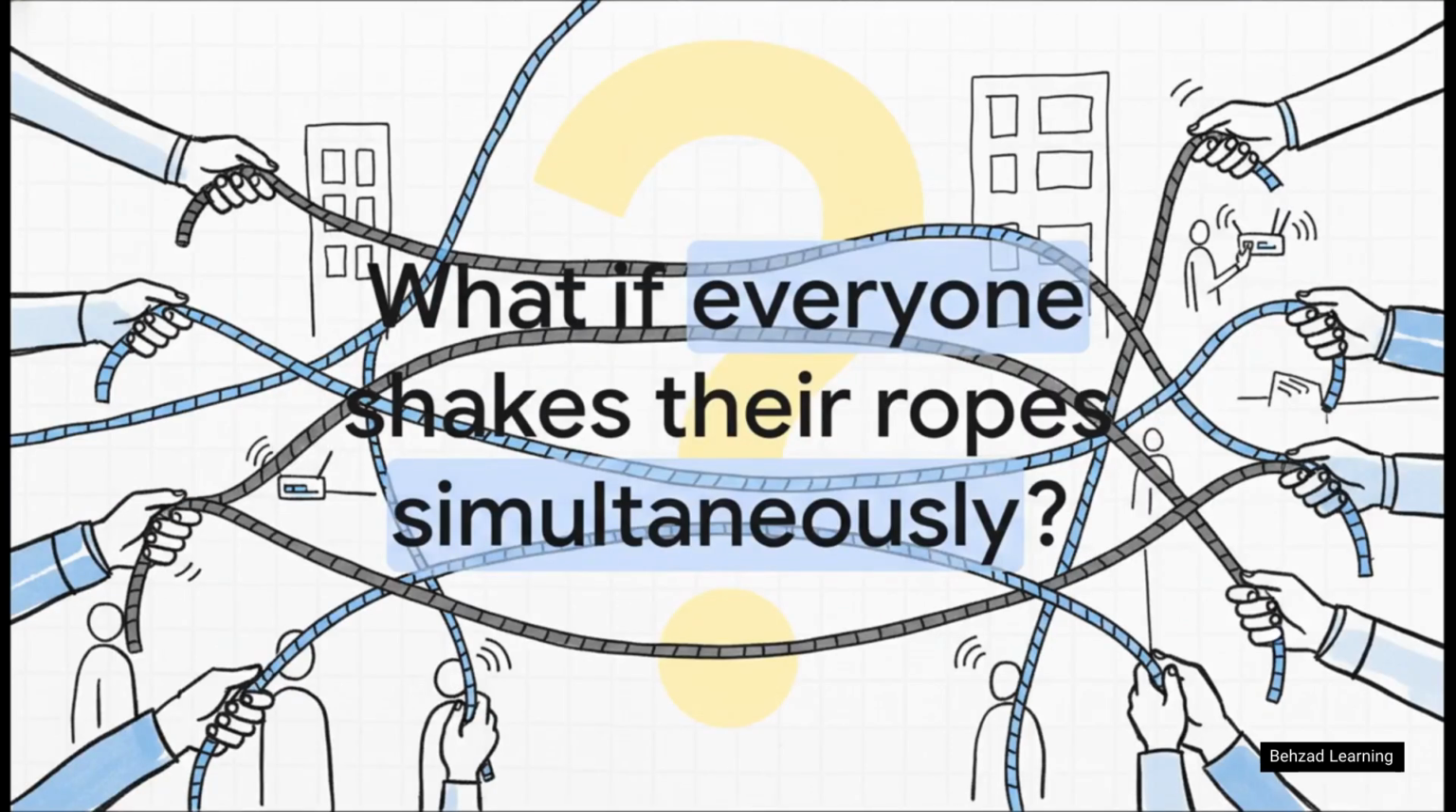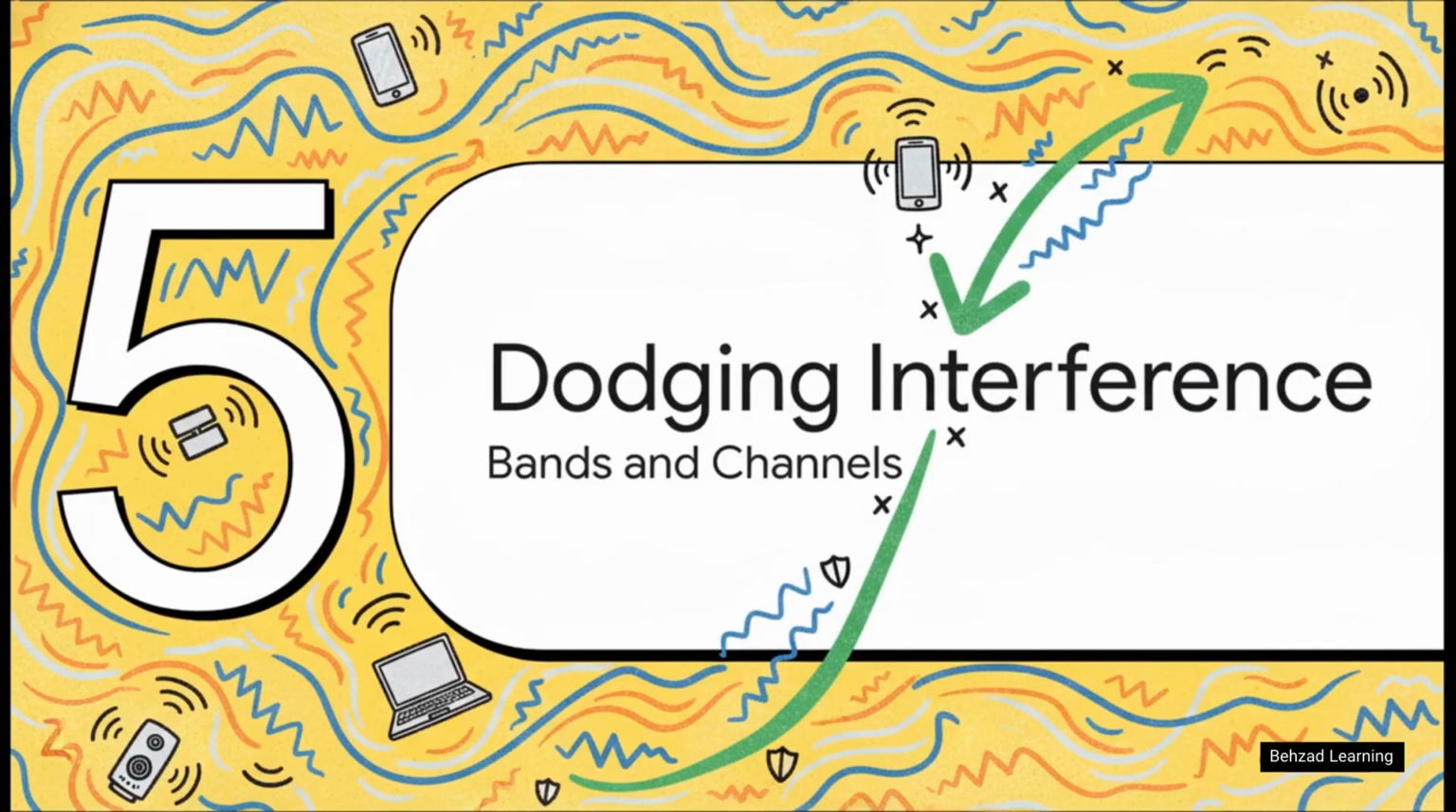But here's where it gets complicated all over again. We are right back to our interference problem. What happens if you live in a dense apartment building and literally all your neighbors start shaking their own ropes at the exact same time in the exact same space? Section 5. Dodging interference, bands and channels.